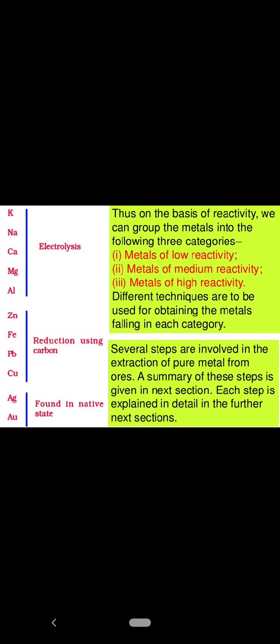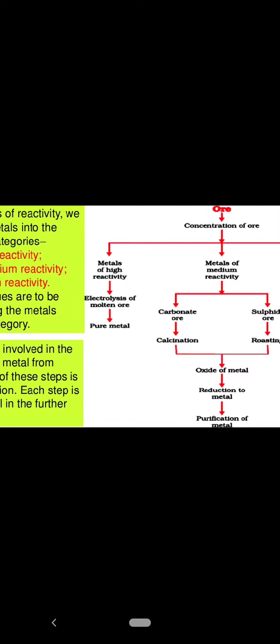So you can see here, on the basis of reactivity, we have grouped the elements. The first, metals of low reactivity, metals of medium reactivity, and metals of high reactivity. See, three categories. Different techniques are used for obtaining the metals falling in each category. Several steps are involved in the extraction of pure metal from their ores.